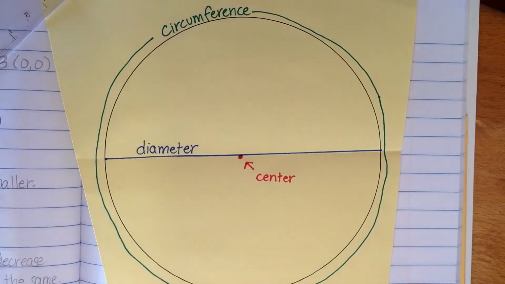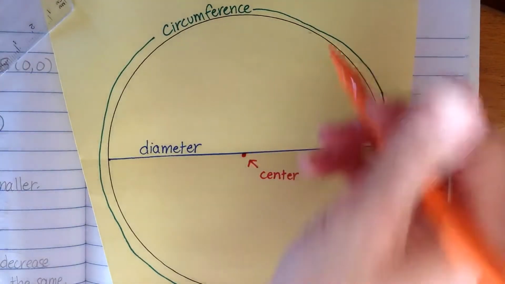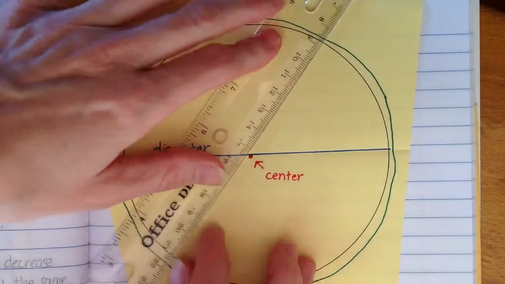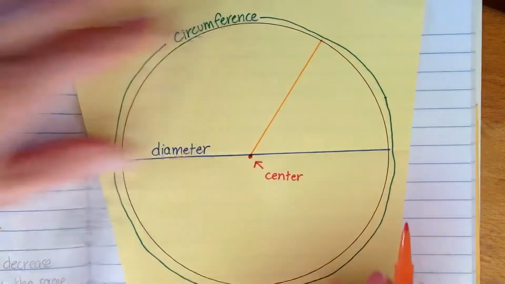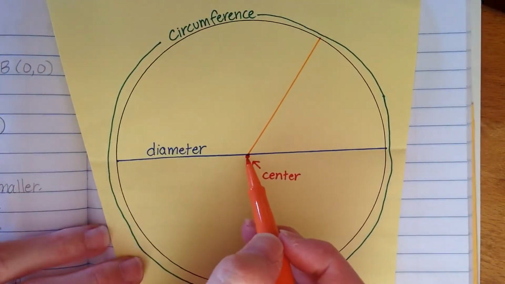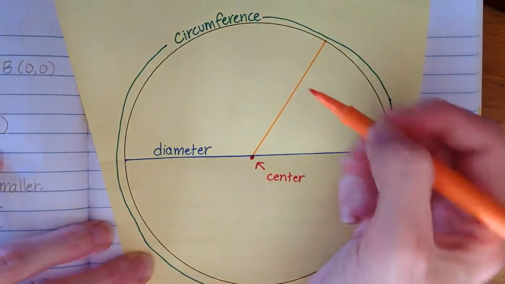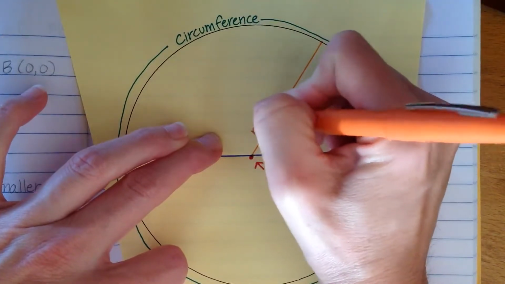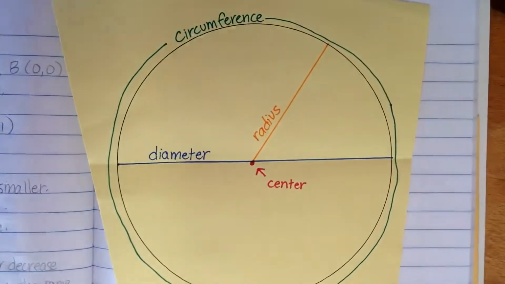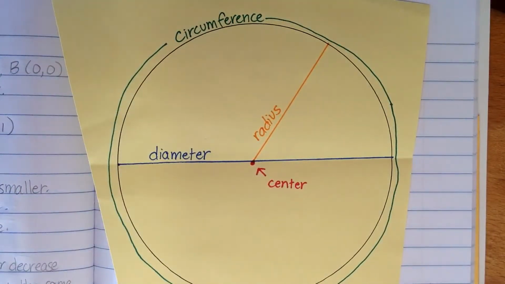Okay, and then the last piece of this puzzle that we need to know is that any line from the center to the edge of the circle, so it could be from here to here, it could be from here to there, it could be from there to there, it could be any line from the center to the edge is called a radius. Okay, so those are the parts of the circle that you're going to need to understand.